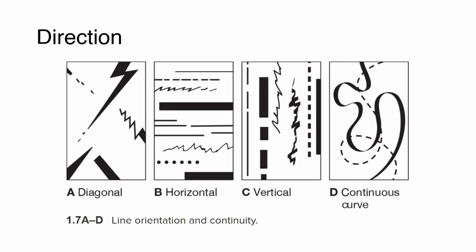Direction refers to the implied movement of line, so we can use line weight to accentuate its direction, as you can see in example B and C, where thicker lines emphasize direction more than thinner ones. And in example A, you can notice that the swelling line suggests a forward or outward movement, and shrinking lines suggest inward movement.